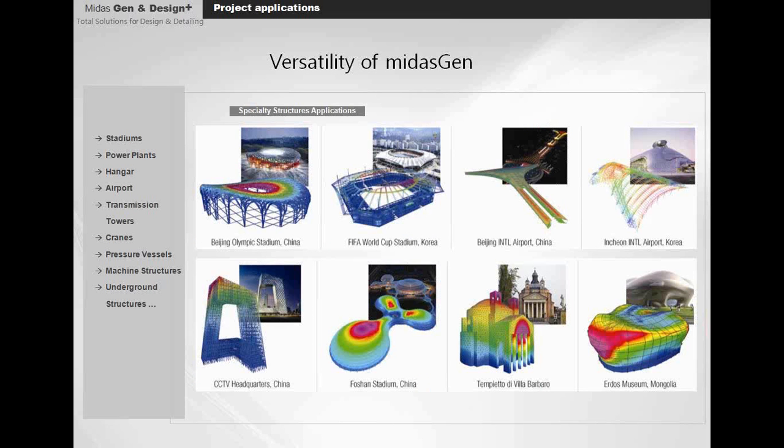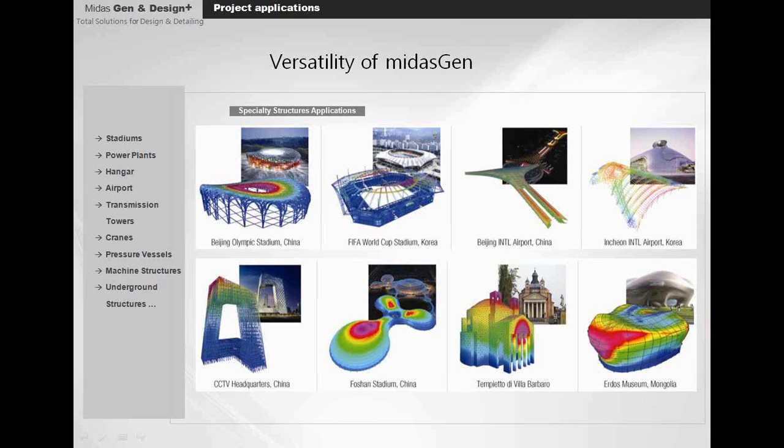Now the plant structures were also designed using MIDAS Gen, for example in Iran, here in Korea as well as in China. This has been used quite widely in India as well. As I was mentioning before, MIDAS Gen is a very versatile software. You can see on your screen that we not only design buildings, but also specialty structures like stadiums, as in the Beijing Olympic Stadium. You must recognize the bird's nest here.